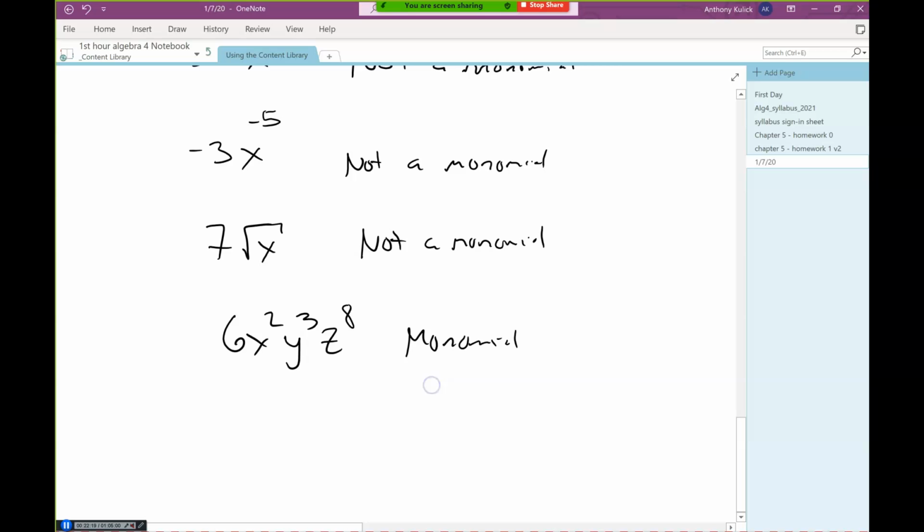And technically speaking, even something like this is a monomial. Even though we're multiplying no variables, that's okay. We're still going to count that as a monomial. Okay? Everybody feel okay about what a monomial is? If you understand that, then understanding what a polynomial is is really easy, because it's just going to be the sum or difference of a bunch of these things.